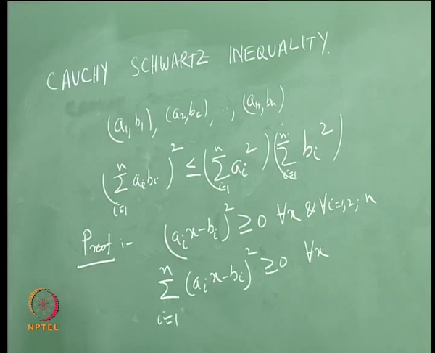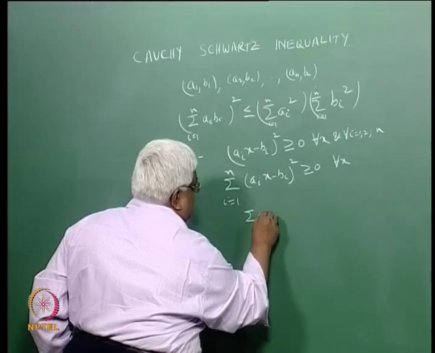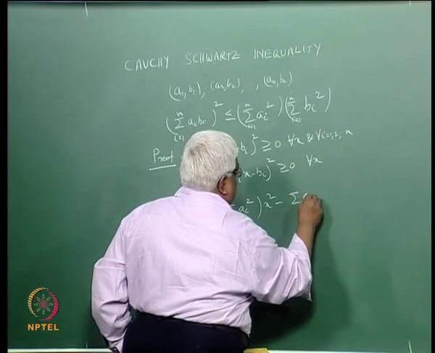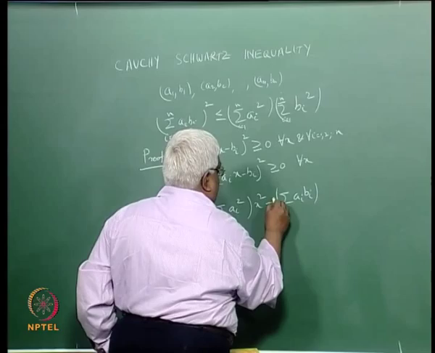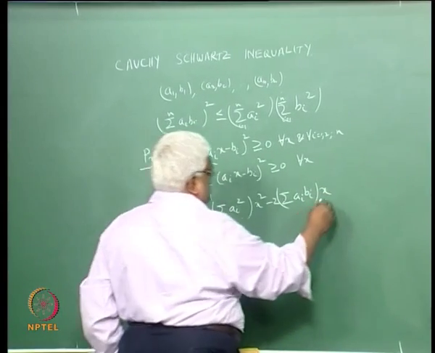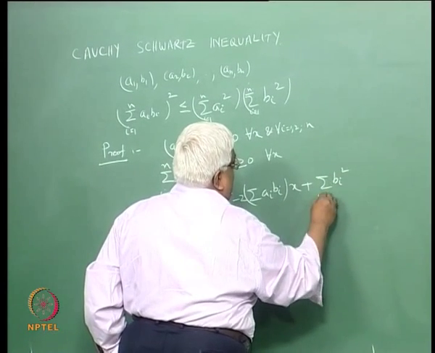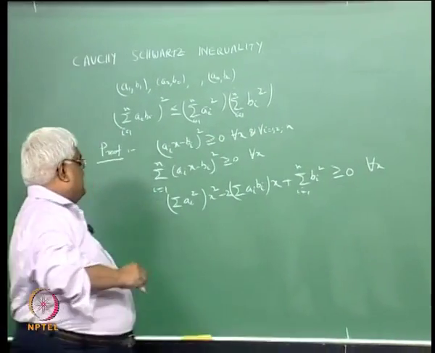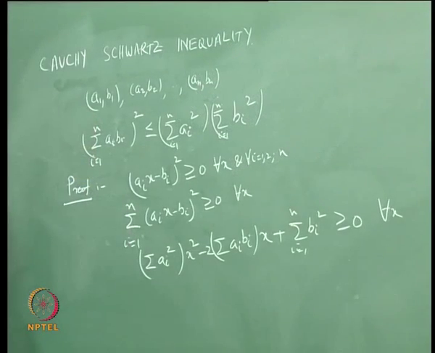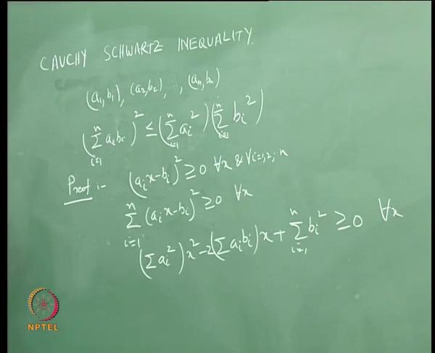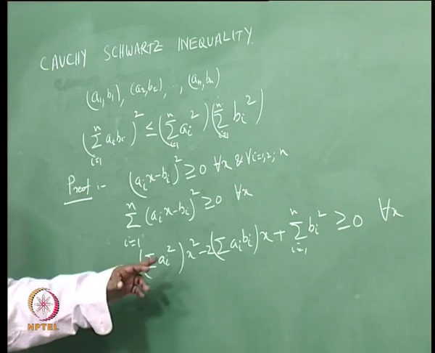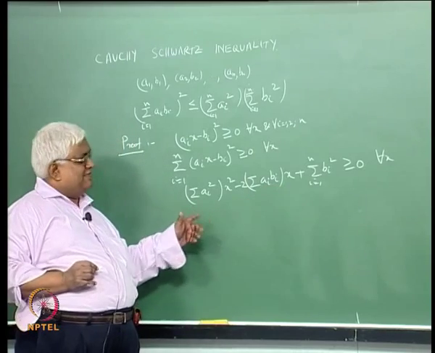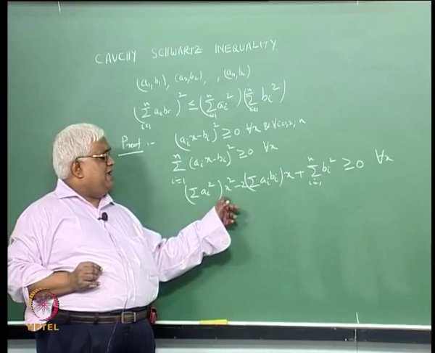Okay. That means summation ai square into x square minus summation ai bi into 2 into x plus summation bi square, i equal to 1 to n, is greater than or equal to 0 for all x. Am I right? Now, this is in the form of ax square plus bx plus c, right? This is in the form of ax square plus bx plus c.